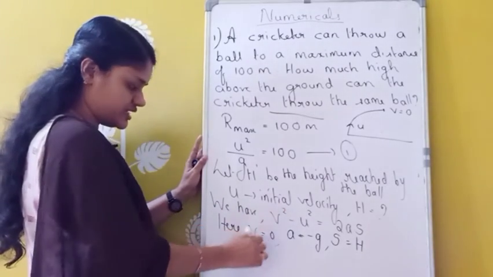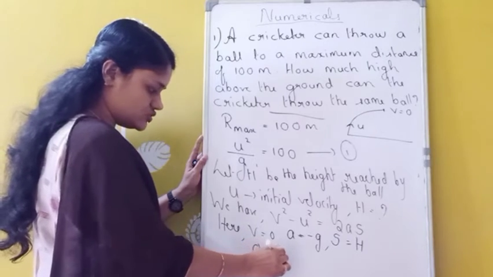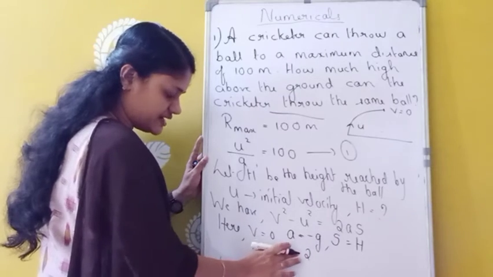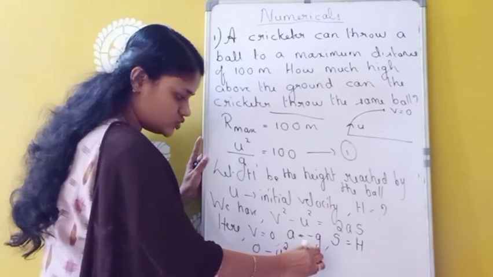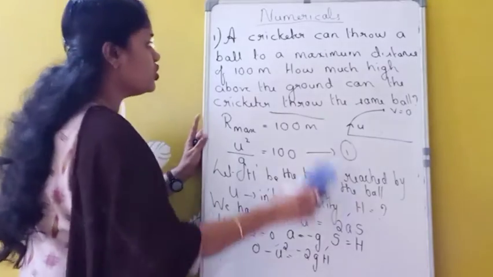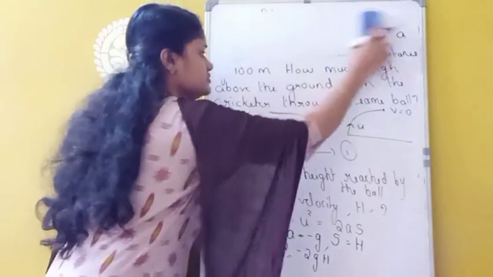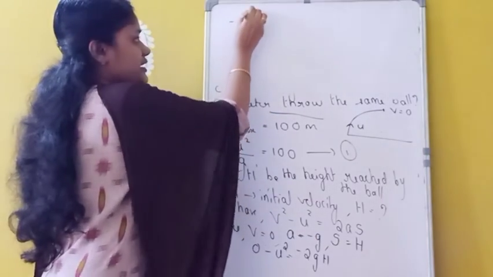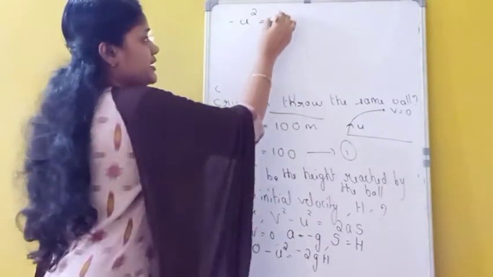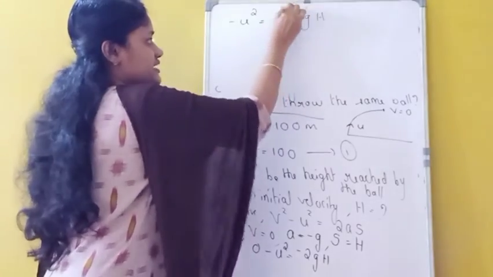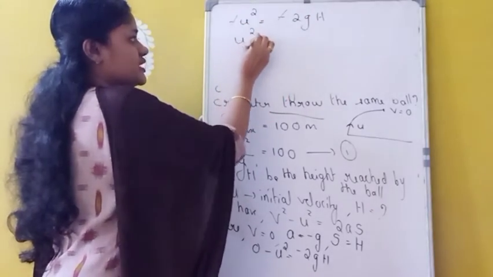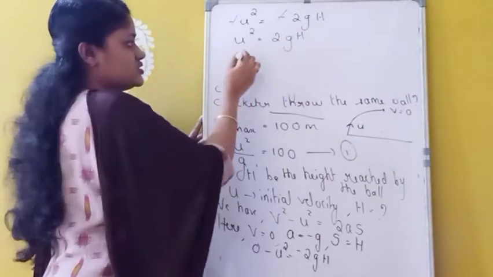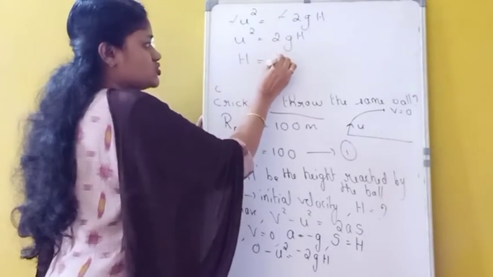Now substituting all these values, instead of v we put 0. So 0 minus u square equals 2 into minus g into h, that is minus 2gh. So minus u square equals minus 2gh. The minus cancels, and we get u square equals 2gh. We need the maximum height h, so h equals u square by 2g.